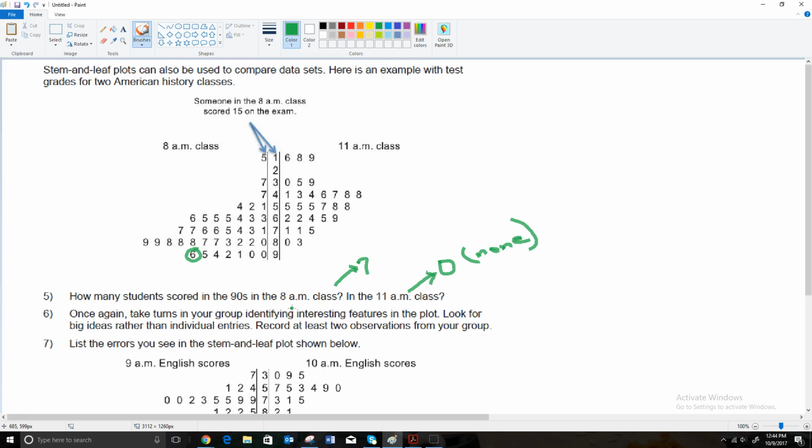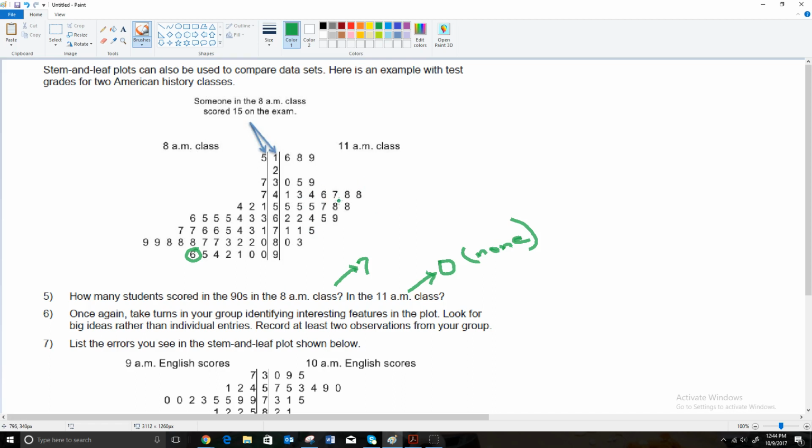It says, once again, take some turns in your group identifying interesting features in the plot. Look for big ideas rather than individual entries. Record at least 2 observations from your group. So I want to point out some features that you might look at. And before I say this, you might even pause the video for a second and try to come up with some of your own ideas and see if you come up with some of the ones that I come up with. So if you want to do that, go ahead and pause right now and come up with some of your own big ideas.